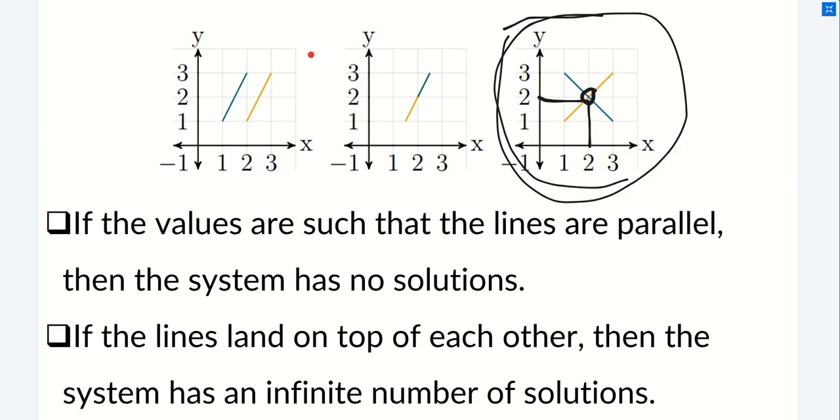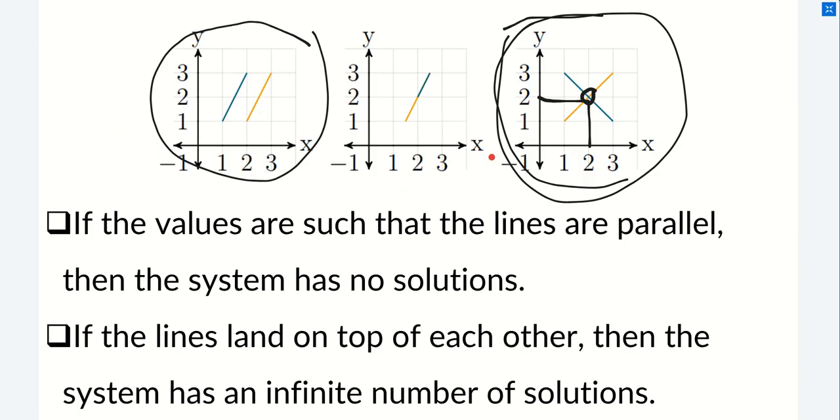When you plot the graph and you realize that the lines are parallel to each other, that means there's no way they are going to intersect anywhere in space. So no solution is going to occur here. So here we have no solution.